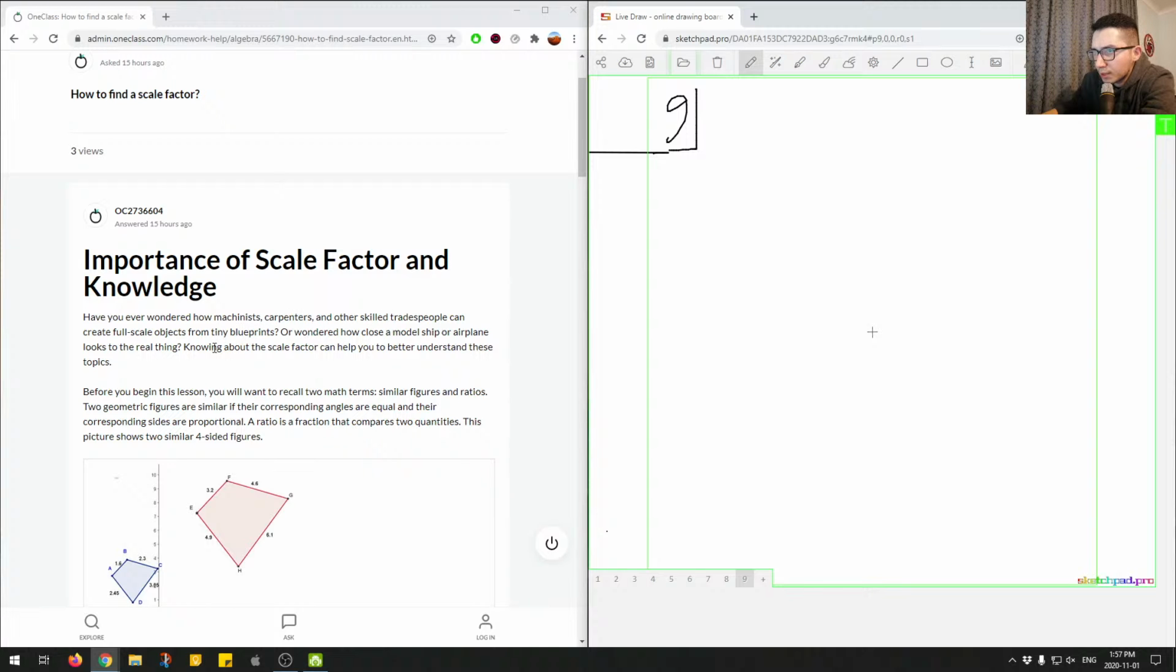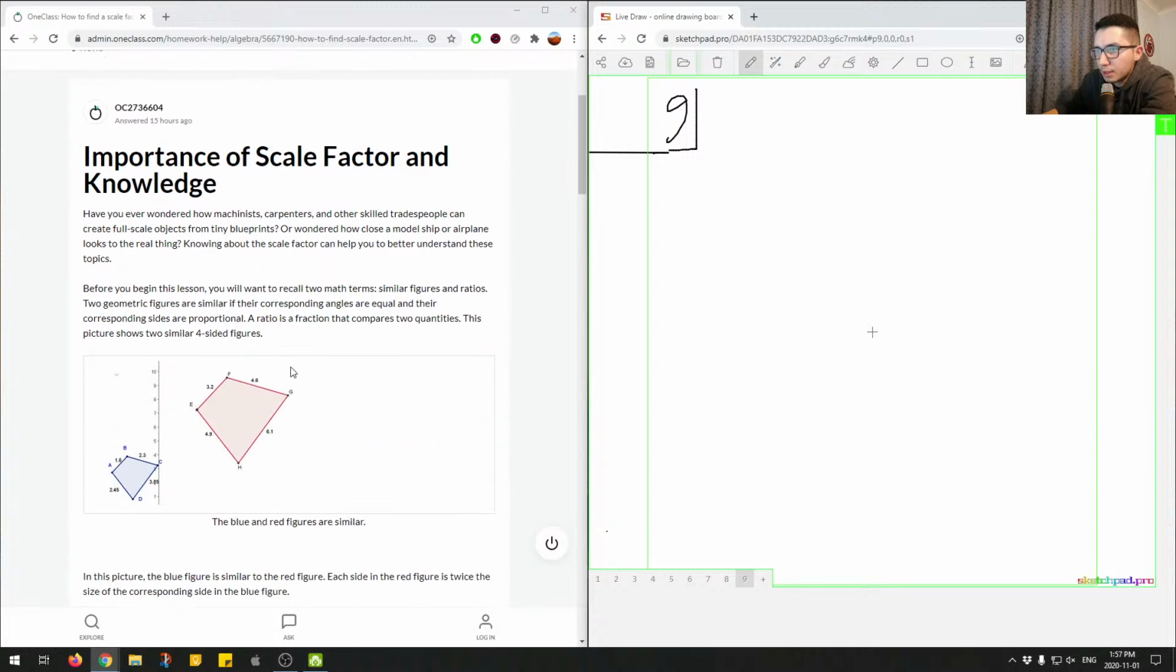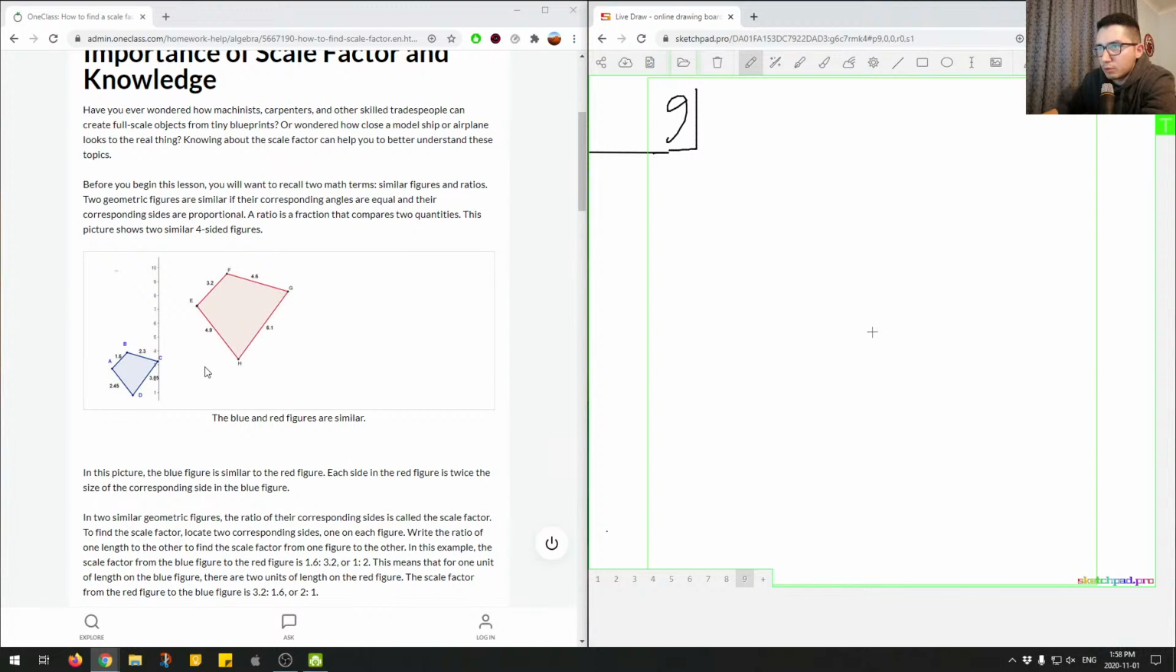So they're giving, have you ever wondered how machinists, etc. Before we begin this lesson, you will want to recall 2 math terms, similar figures and ratios. Here they give you 2 figures, and they're trying to explain how the scale factor works through these figures. So here a ratio is a fraction that compares 2 quantities. This picture shows 2 similar 4-sided figures. Essentially they have each side labeled over here, and they have an enlarged figure of this, and it's scaled to this enlargement.